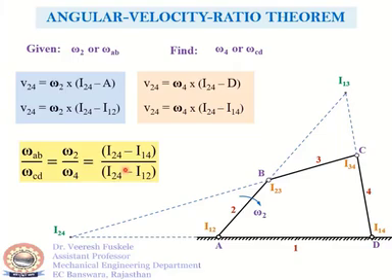So this is what we mean by velocity analysis of a mechanism. If the input angular velocity is given, we can obtain the relative instantaneous centers and use them judiciously to determine the unknown quantities.